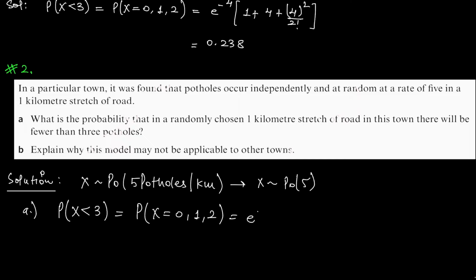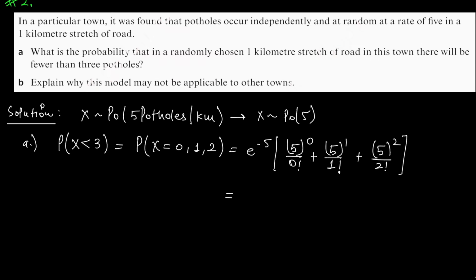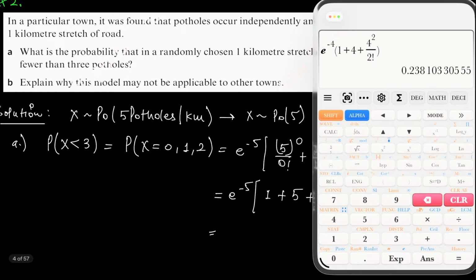So we will write it as e raised to the power minus 5, then 5 raised to the power 0 over 0 factorial plus 5 raised to the power 1 over 1 factorial, then 5 raised to the power 2 over 2 factorial. Close the brackets to get the final answer, and we will calculate this by using a calculator. This is e raised to the power minus 5, this is 1, this is 5 itself, this is 25 over 2. So let's calculate this with the help of the calculator. We are getting 0.1246. So I will write it as 0.125 in 3 significant figures. This is going to be the final answer for the given question, right?